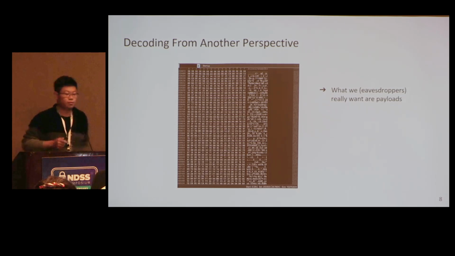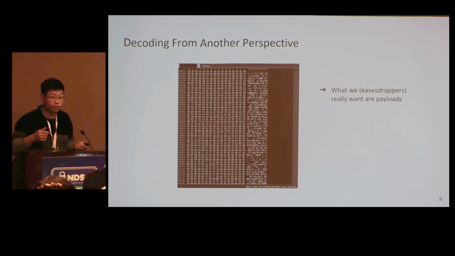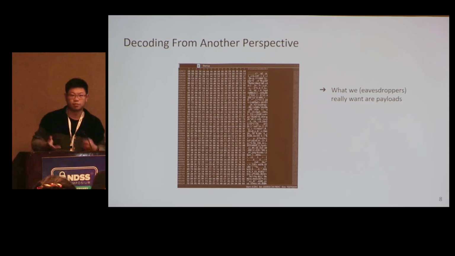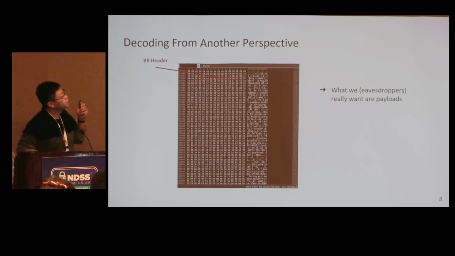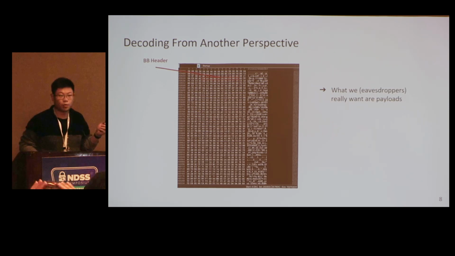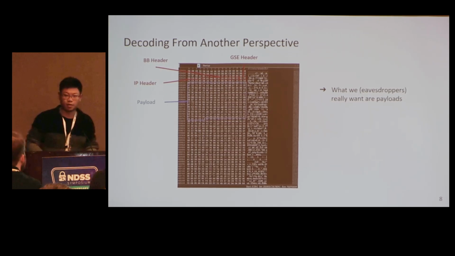Okay, so if we consider decoding from another perspective, we'll see another way that we can do decoding. We can see the whole stream can be divided like this. First we start with the BB header, which is the header of the outermost layer in the whole protocol architecture. The following is the GSE header, which is the middle layer. And the innermost is the IB header, the header for the innermost protocol. The following is the payload that we really want to get.